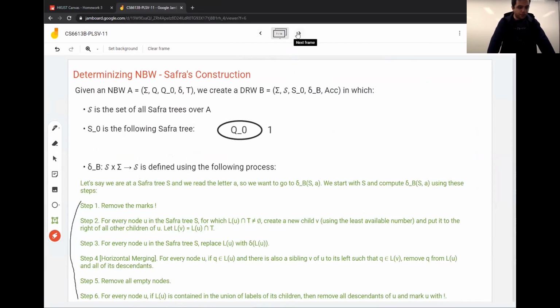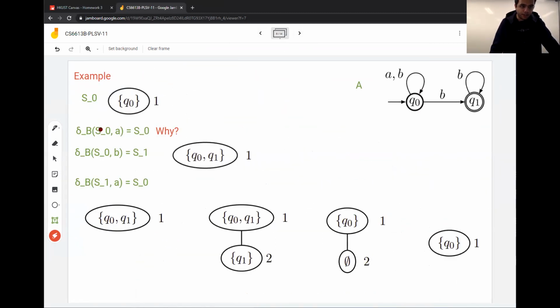First we have to remove the marks, but we have no marks here, right? The second step is that if there is a target, you have to put it in a child, but Q0 is not a target, only Q1 is a target. Then you have to actually do the transition. So with Q0 and A, as you see, you can only go to Q0, so it doesn't change anything here.